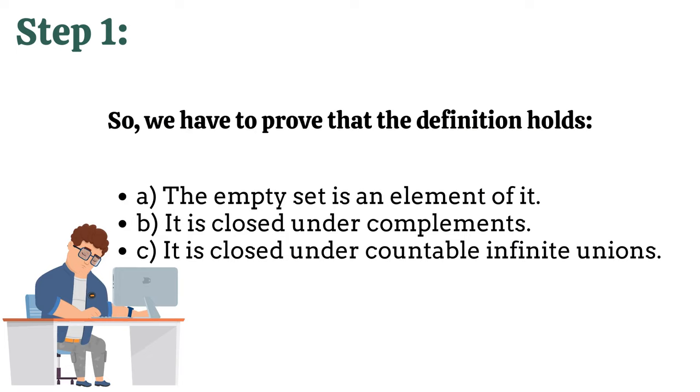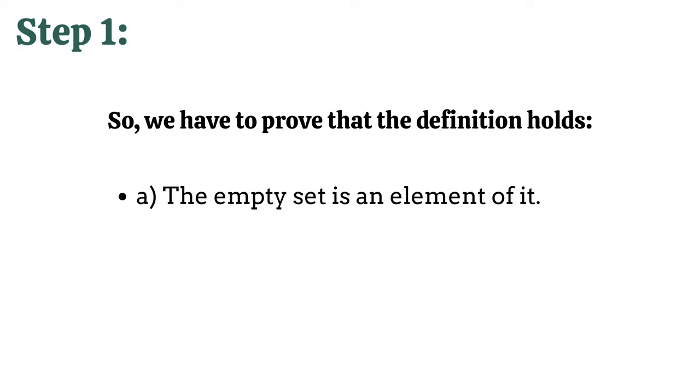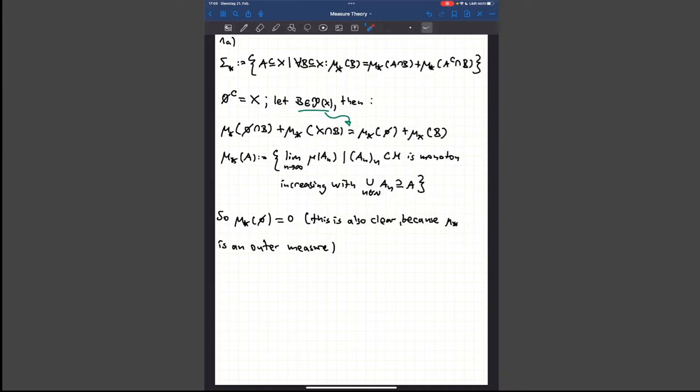First we want to show that sigma star is a sigma algebra. So basically we have to show that the definition of a sigma algebra holds. First, the empty set is an element of sigma star. And a short reminder of the definition of sigma star: we have this condition, and this is exactly what we're using now. First of all, the complement of the empty set is of course the whole space X.